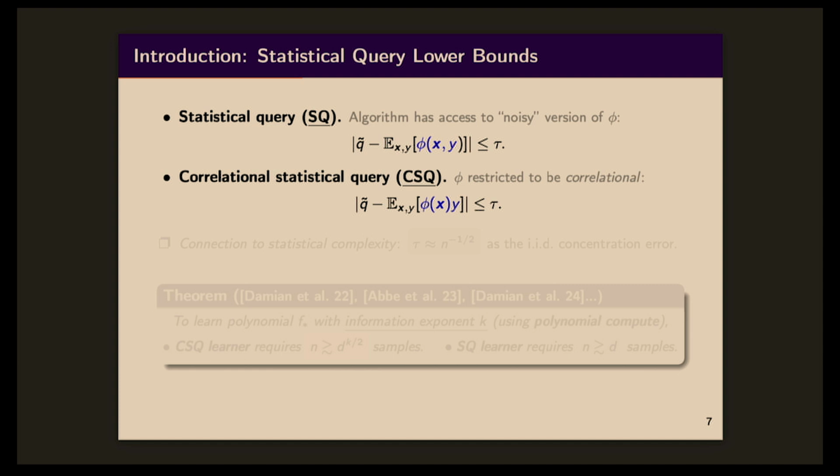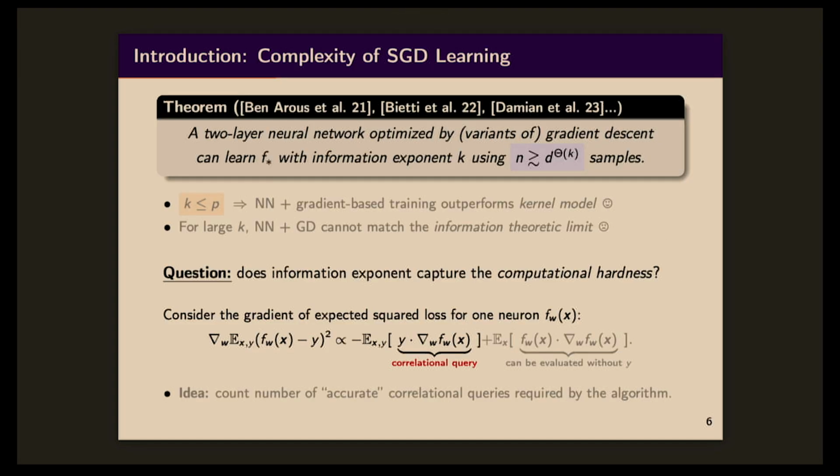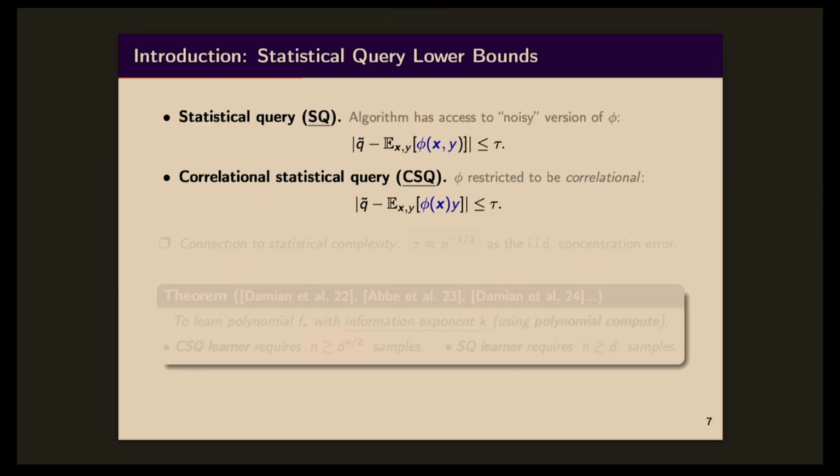But what I actually get in practice is a noisy version of it, where I know it deviates by at most tau. Okay, and from the previous slide, we know that we can make a further restriction to the class of queries, which is that we can restrict this phi to be correlational. By that I mean, instead of looking at generic functions of x and y, we're not allowed to change y. We can only evaluate the correlation between some function phi and y.